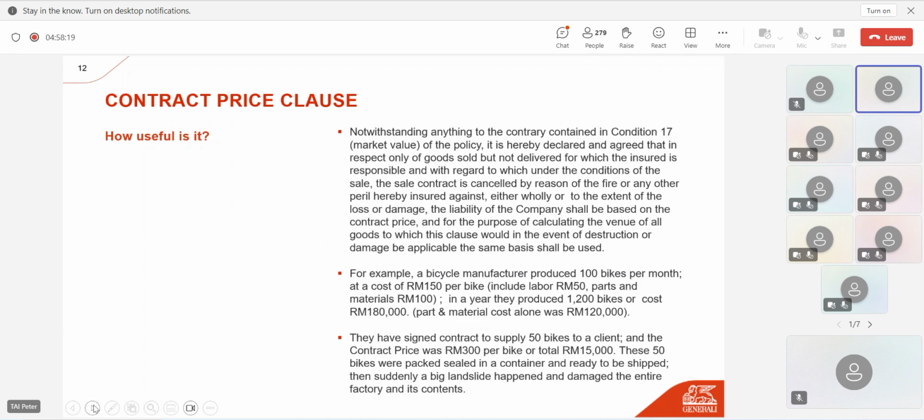Now they have signed a contract to supply 50 bikes to a client, and the contract price was 300 ringgit per bike. Okay, now you see or not, they have doubled it. Of the total bikes, these 50 bikes were packed and sealed in a container, ready to be shipped.